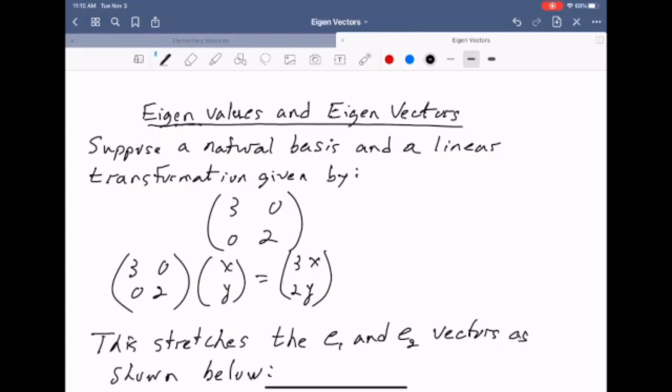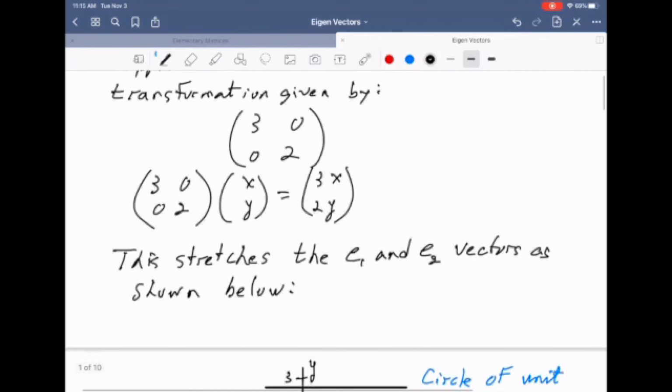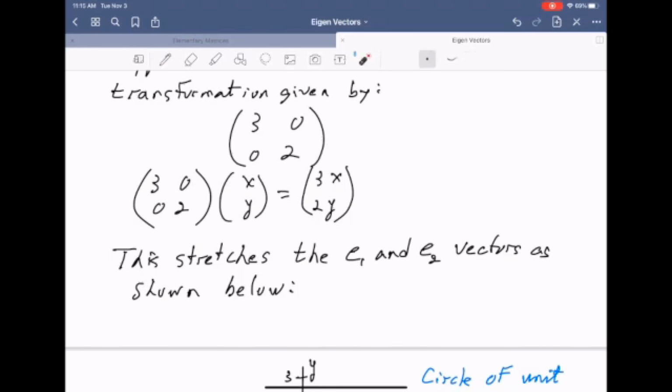In this lecture, we're going to look at eigenvalues and eigenvectors. Suppose we have the natural bases, in other words, (1, 0) and (0, 1), and a linear transformation given by the matrix with rows (3, 0) and (0, 2). We multiply that matrix by a vector (x, y), and we then get this result here.